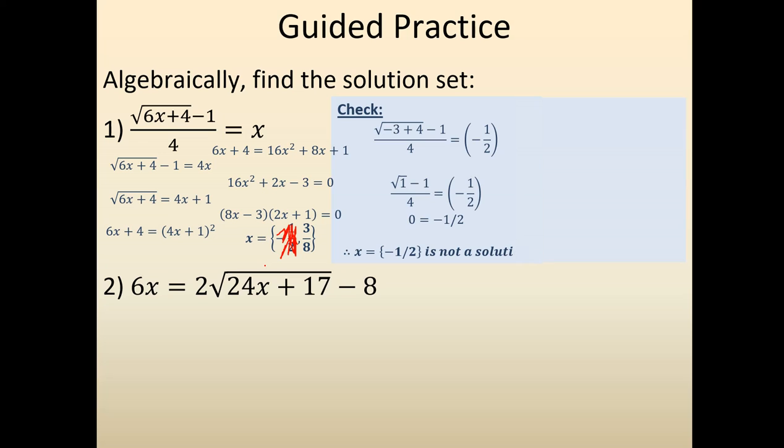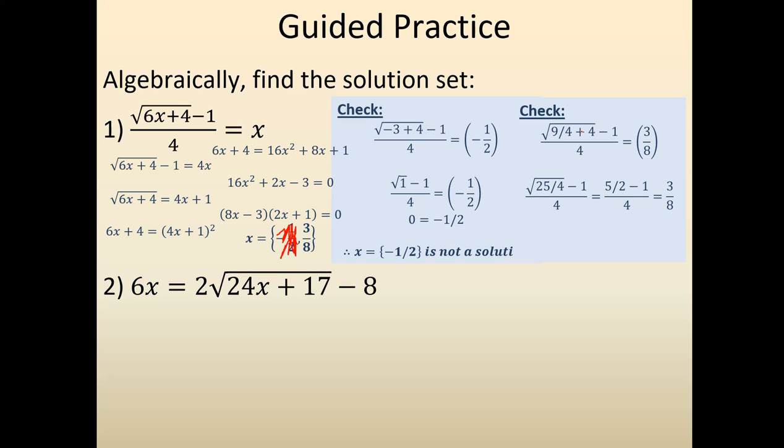Now I have to just quickly check 3/8. Again, I'm going straight through it. 6 times 3/8 is actually 9 over 4. So we have the square root of 9 over 4 plus 4, minus 1, over 4 equals 3/8. Again, kind of really messy. But from there, when we add 9 over 4 plus 4, we actually get 25 over 4, minus 1 over 4.